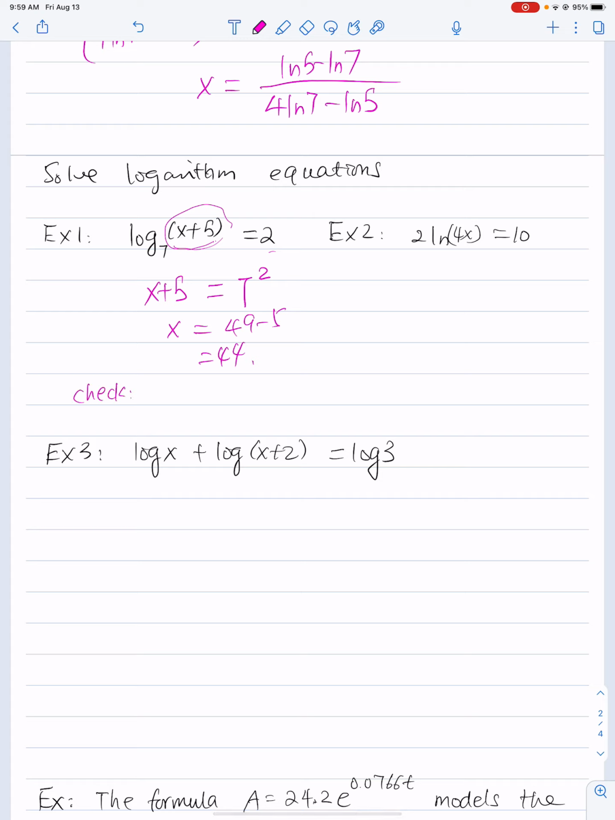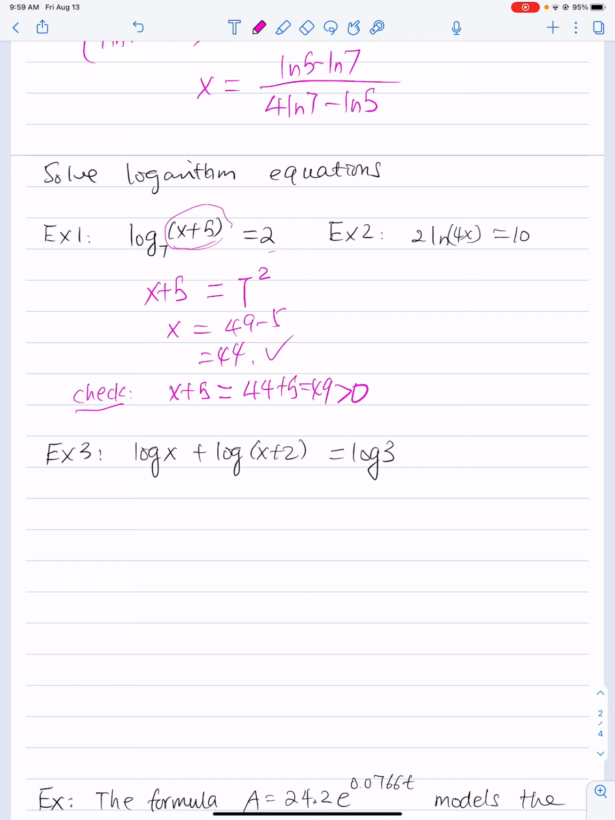But for logarithm functions, you need to check. What does it mean to check? The domain: x plus 5 has to be bigger than 0. Is 44 plus 5, which is 49, bigger than 0? Then what happens? It's okay.